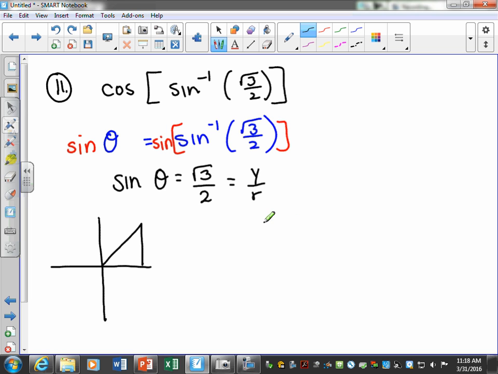The y value is the square root of 3. The radius is a 2. Now we'll use Pythagorean theorem to find out our missing side, so we'll let a be the square root of 3. Side B, we don't know. C is the hypotenuse. It's always the longest side, or the radius in this case. So the square root of a number squared would just be the number.